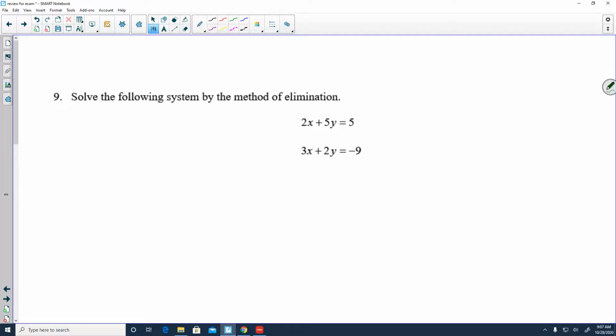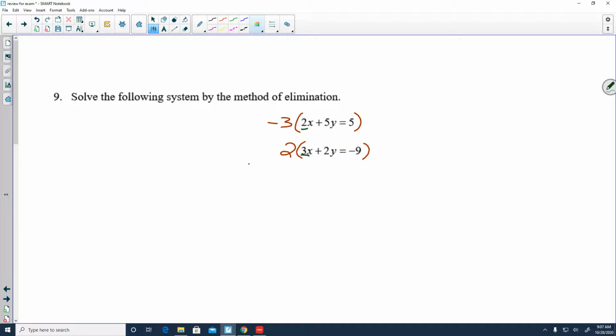So I need to figure out what I can do to make it so that one of our variables is eliminated when I add them together. I need to multiply one or both of these equations by a number. So remember our little trick. We can look at our first variable, x, and multiply each of these equations by the coefficient of the other one. So I'm going to multiply the top by 3 and the bottom by 2, and then I need to negate one of them. Let's just negate the top for consistency's sake.